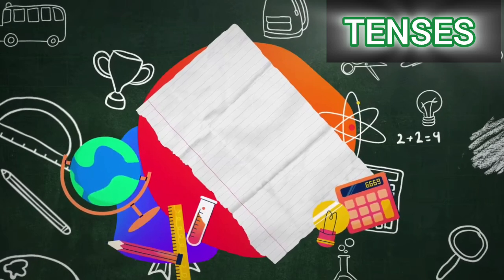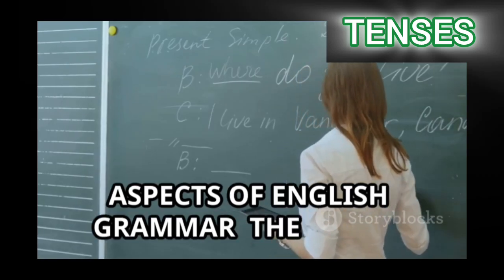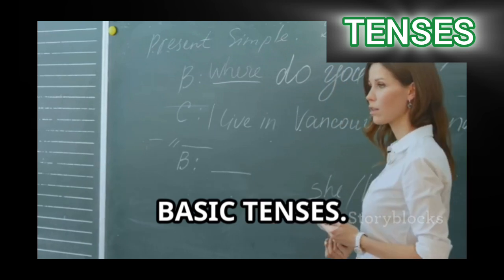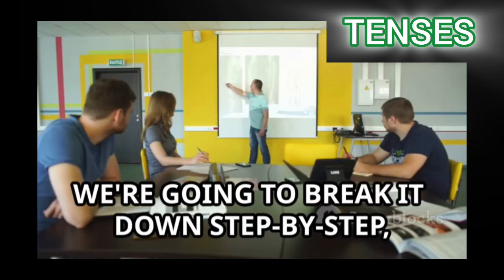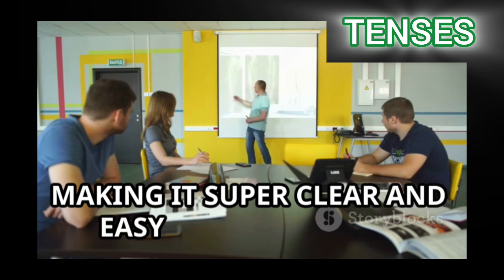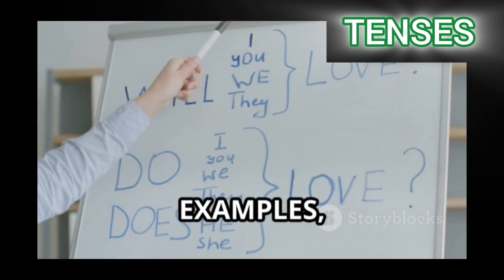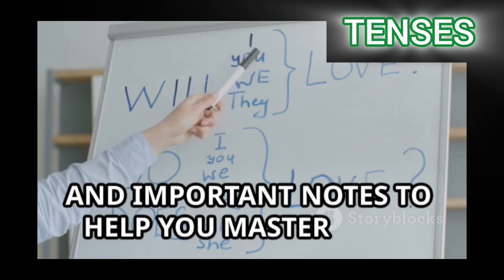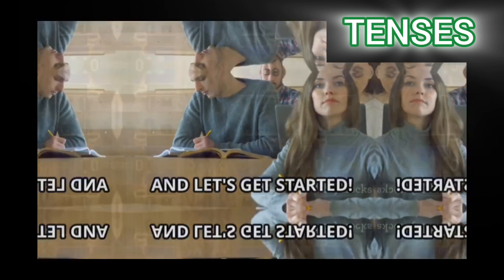Today, we're diving into one of the fundamental aspects of English grammar, the 12 basic tenses. Don't worry, we're going to break it down step by step, making it super clear and easy to understand. We'll cover their formulas, examples, and important notes to help you master them. So grab your notebooks and let's get started.